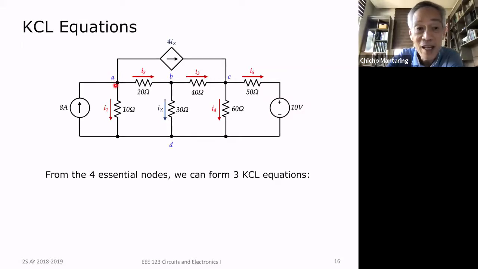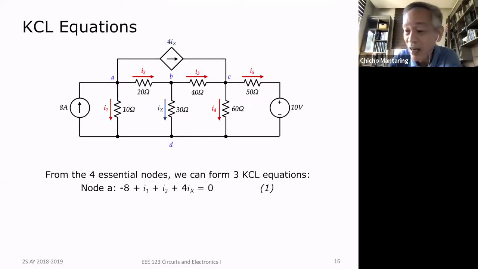For node A, minus 8, because the 8 is entering, plus I1 leaving, plus I2 leaving, plus 4ix leaving, so plus 4ix is equal to 0. That's for node A.